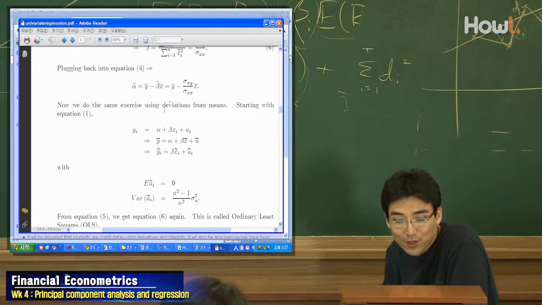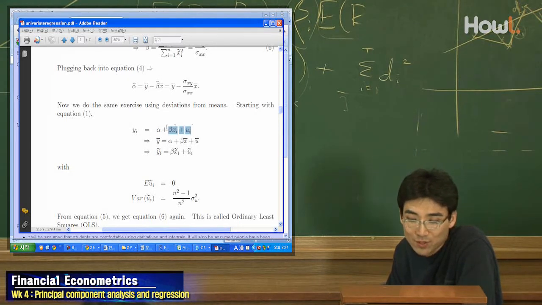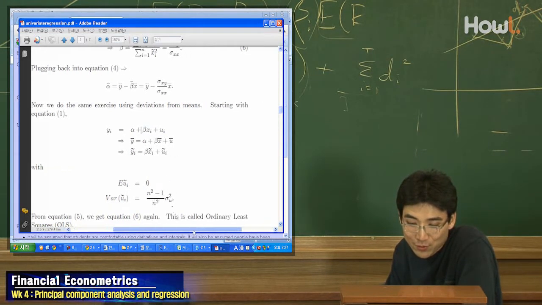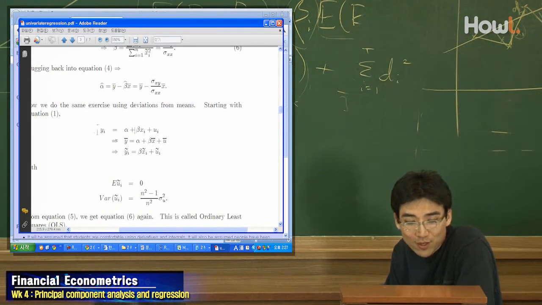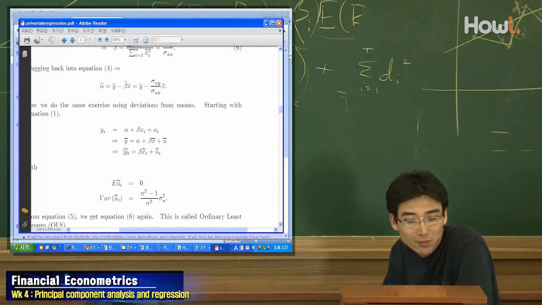And in addition to that, okay, since this is our original equation, if we take the average of each side, we have a relationship something like this, right? And this is exactly like this. So we have this, and subtract this from this, then we have this relationship, right? So yi minus y bar is yi tilde. And alpha is the same, so it cancels out, and beta times xi minus x bar, so x tilde, and this is u tilde, right?